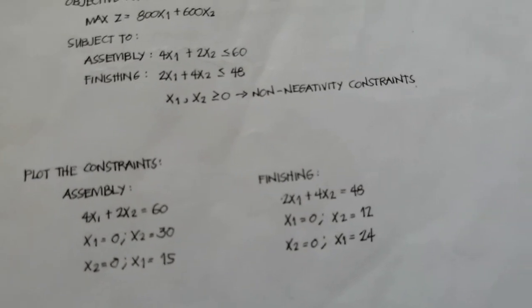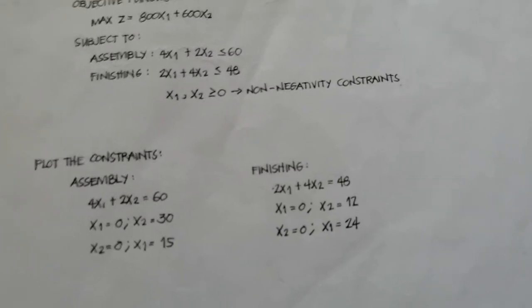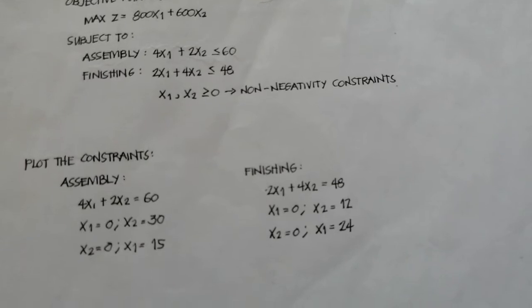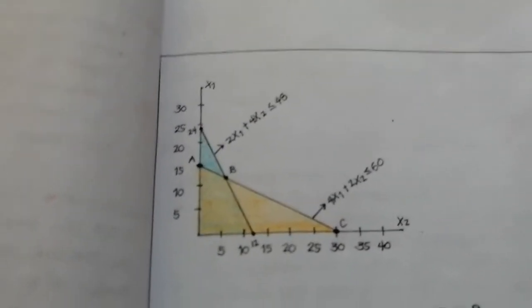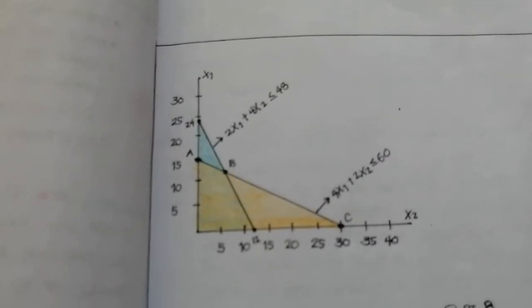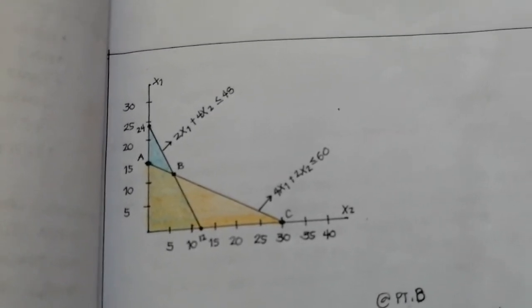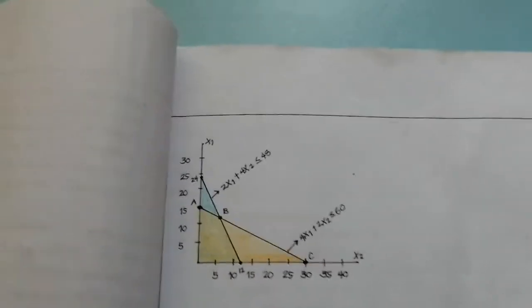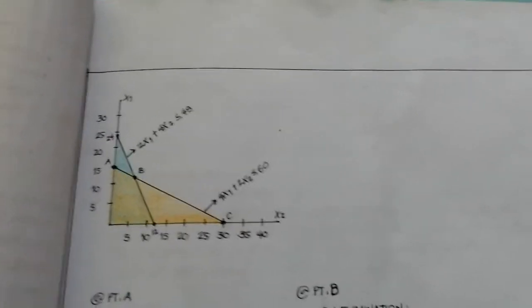The same thing with finishing. So we have the equation and we assume one variable is equal to 0. So if x1 is equal to 0, your x2 is 12. And if x2 is equal to 0, your x1 is 24. So if you're going to plot it in the first quadrant of Cartesian plane, this is what it will look like. So as you can see, the two constraints is already written or plotted.